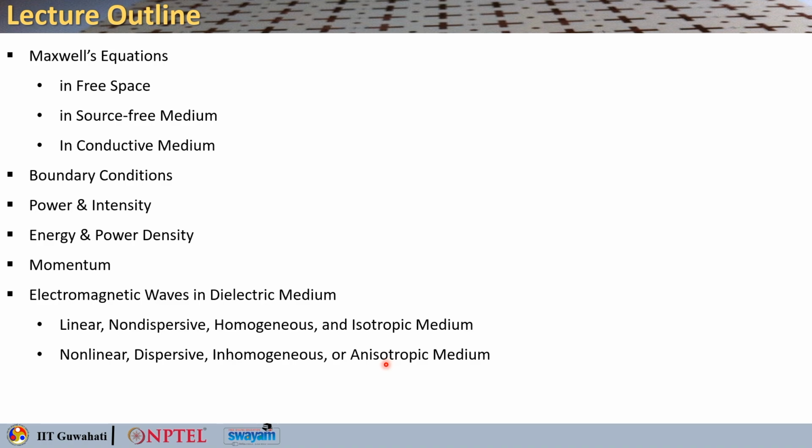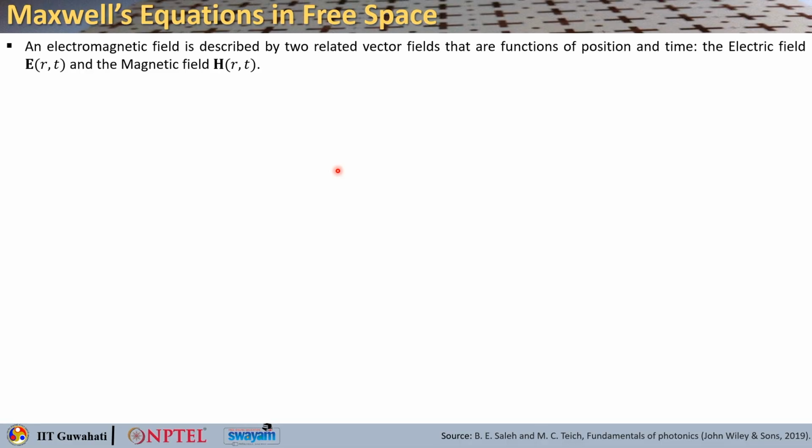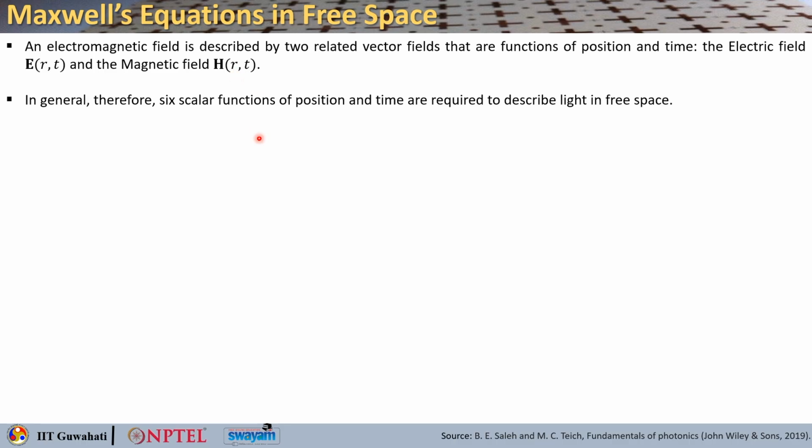or anisotropic medium. So, as discussed in previous lectures, an electromagnetic wave can be described by two related vector fields that are basically functions of position and time. So, what are those? The electric field E, function of r and t. Similarly, you have magnetic field H, which is also a function of r, t. So, r basically represents x, y, z coordinates.